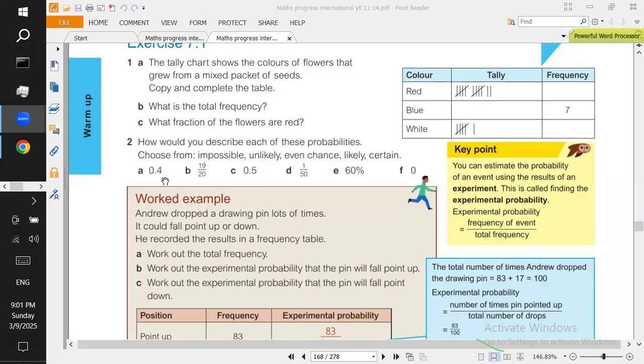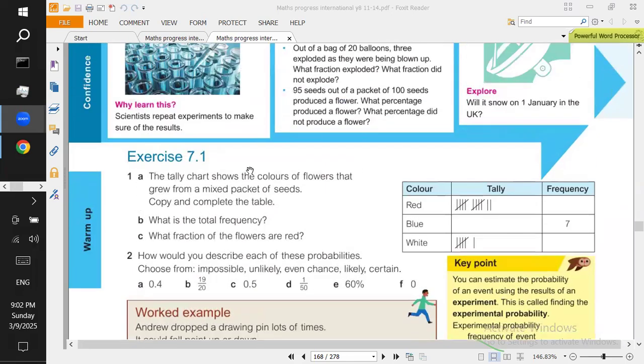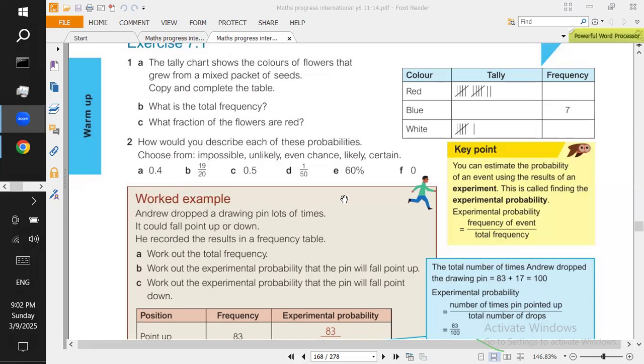Less than half, which is 0.4, we say it's unlikely. And then 0.5, which is half, we say even chance. And 60% is more than half, so it is likely. And 0% is what? It's impossible. 0% is impossible. Okay? See this?